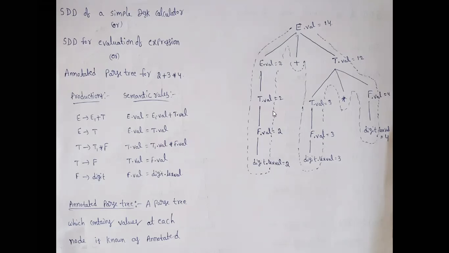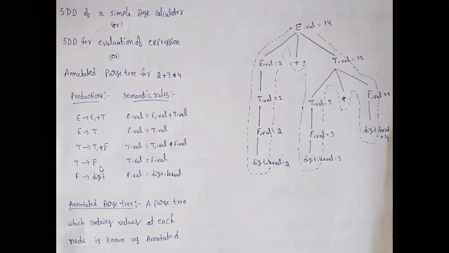Then we are moving top to bottom and left to right. So here we are moving upwards. So F dot value is equal to 2. So here is another reduction. Then we want to replace that one with a semantic action. So what is the semantic action?